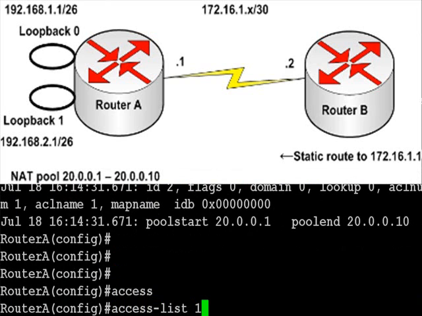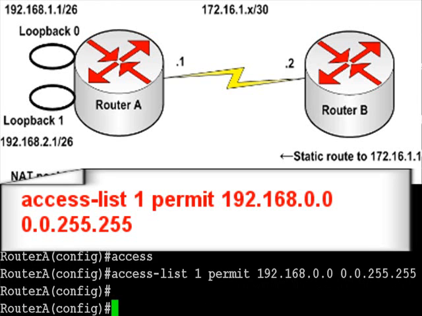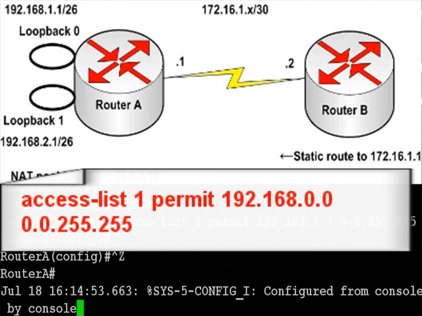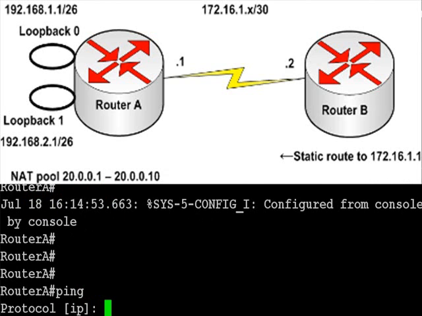The last command I need is the access list to tell the router which addresses we're allowed to use with NAT. This is access list 1 permit 192.168.0.0 0.0.255.255. So basically any network address that starts with 192.168. So basically you've configured NAT.